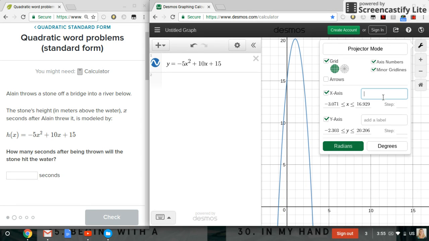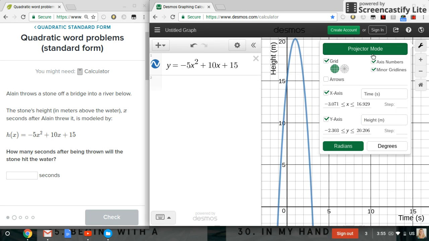I am going to label my axes. So I need to go back over and figure out what the x and y variables were for. So if I head over to my Khan Academy window, it says that the variable x was for seconds, x seconds, and seconds are how we measure time. So the x-axis is time measured in seconds. So I'm going to type that in. And the y variable is the stone's height. So the stone's height, so I'm going to type that in, and that's measured in meters above the water.